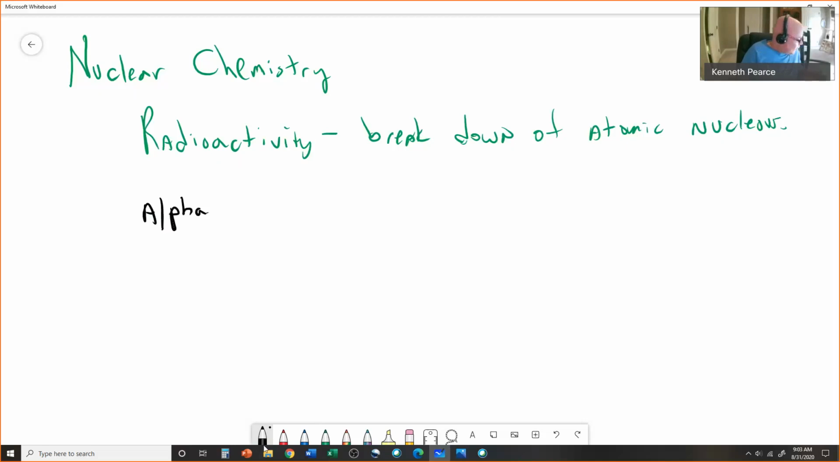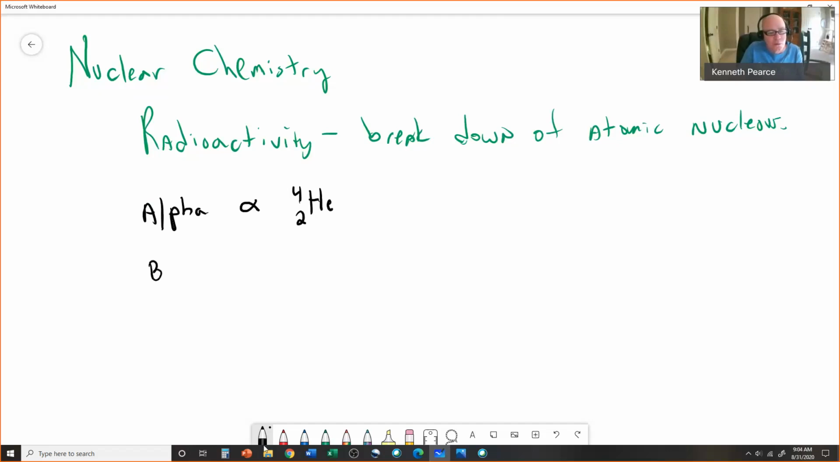And alpha radiation is an atomic nucleus. It is a helium nucleus, and it's symbolized with a funny looking A, just like that. And it's a helium 4-2 nucleus. And there's no electrons on it. It's just the nucleus.